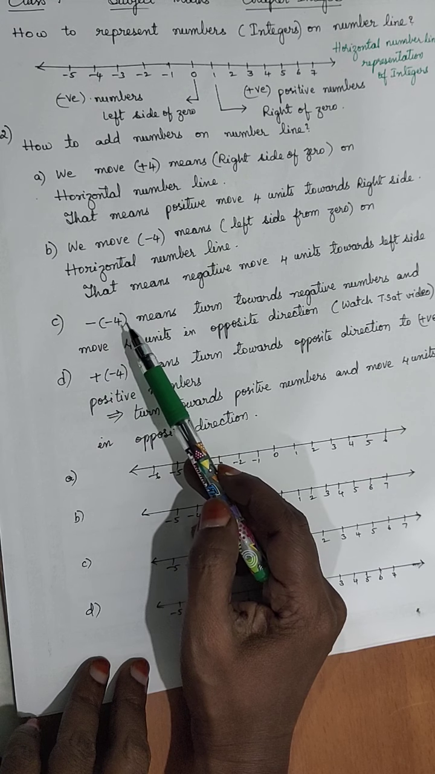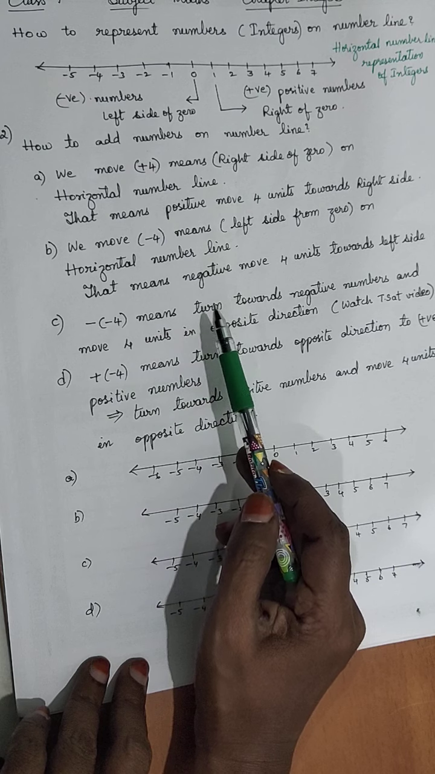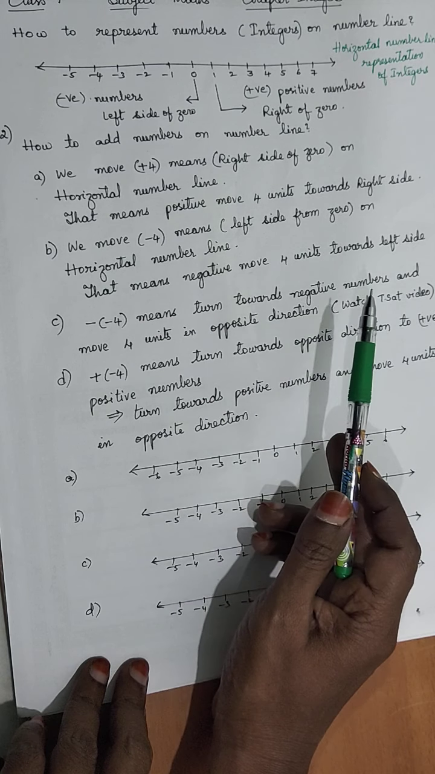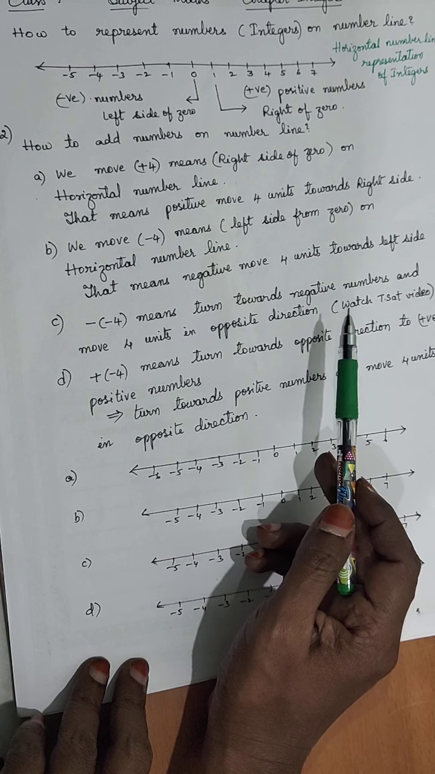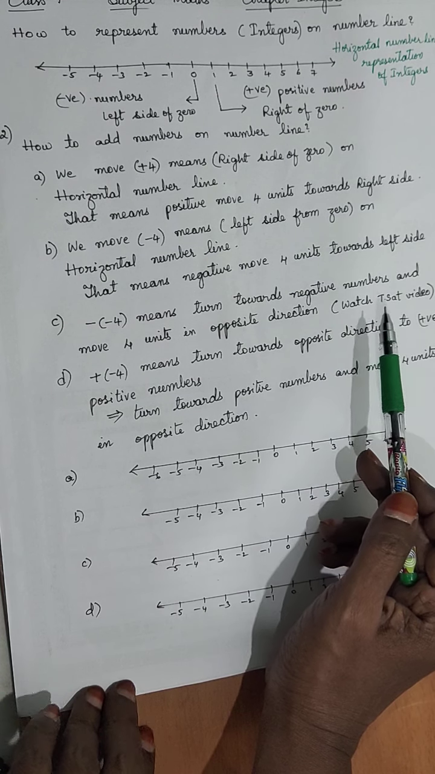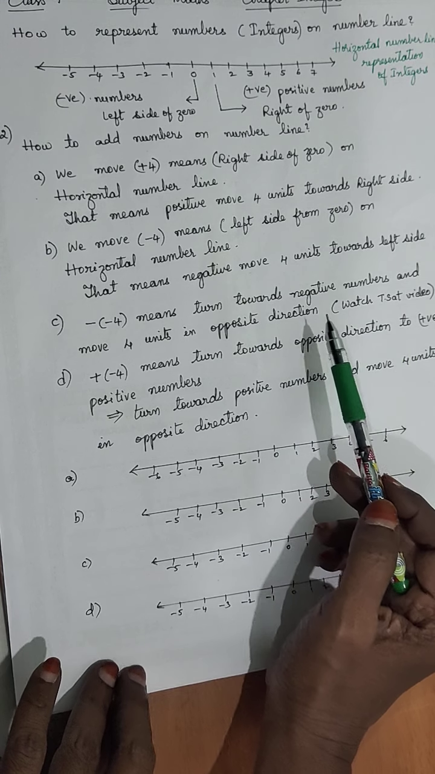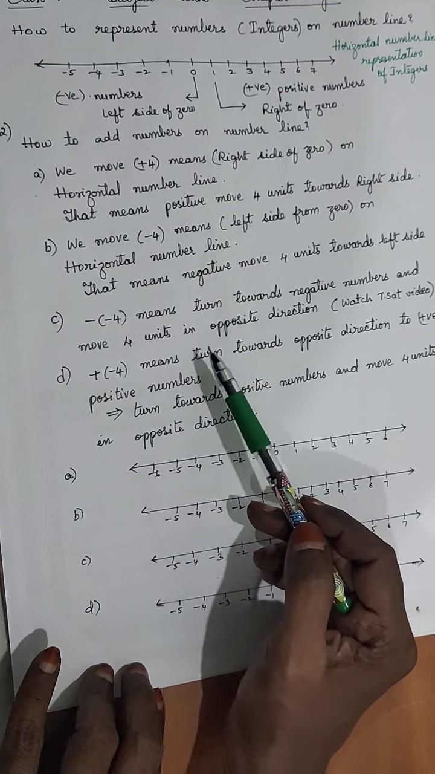Minus of -4. How do you read this one? Minus of -4 means turn towards the negative numbers and move 4 units in the opposite direction. So you can understand in a better way when you watch the TSAT video which was given on this topic on the day 1. Okay.